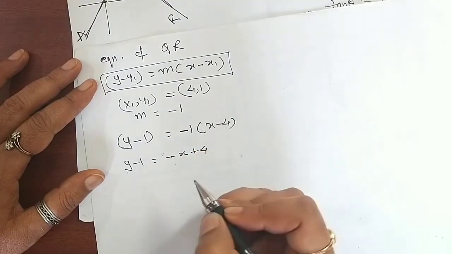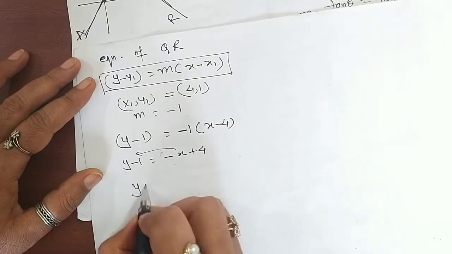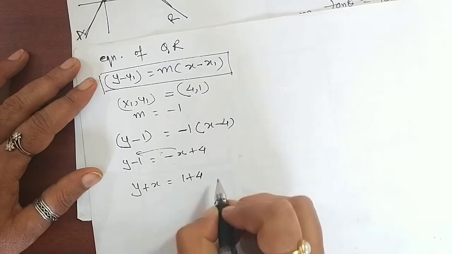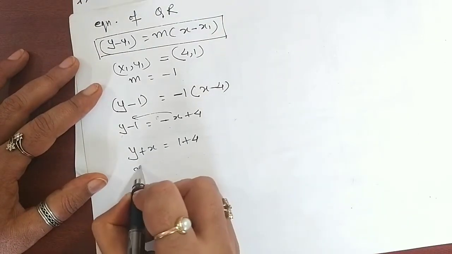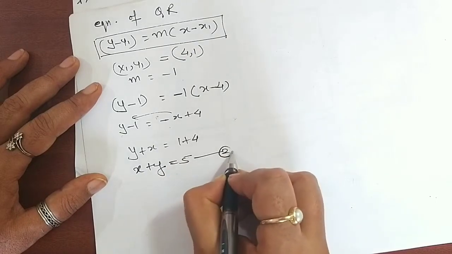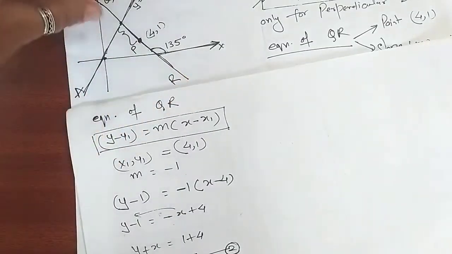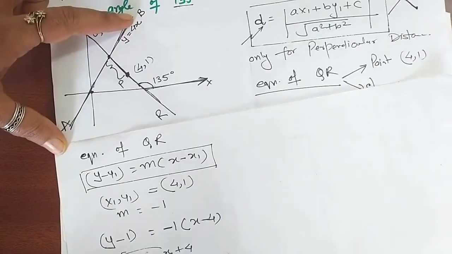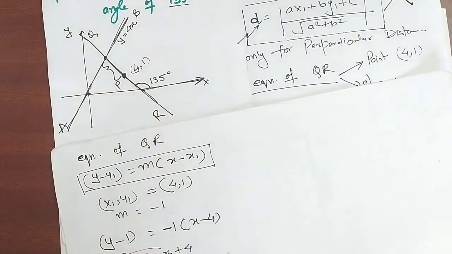This minus becomes plus, right? So this will come here. So y plus x is 1 plus 4. So what I got is x plus y is equal to 5. This is my equation 2, because the first equation is of the first line AB, and this I am calling 2.